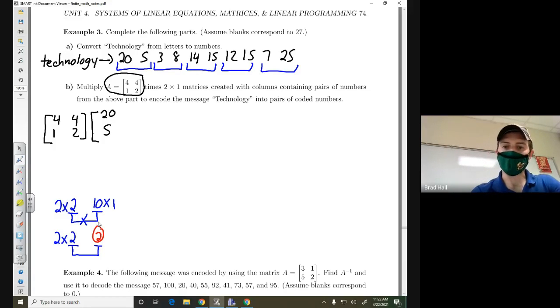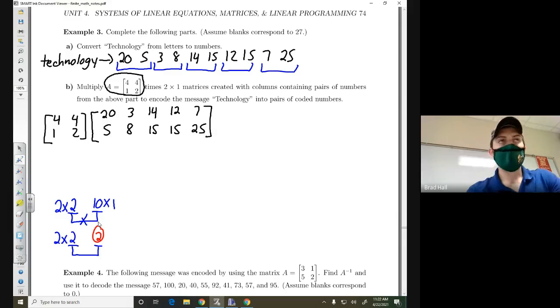It doesn't matter how many columns we have, as long as we have 2 rows, then this product will make sense. So this is what happens when your message is too long for your encryption matrix. You have to break it up to where the product will make sense.